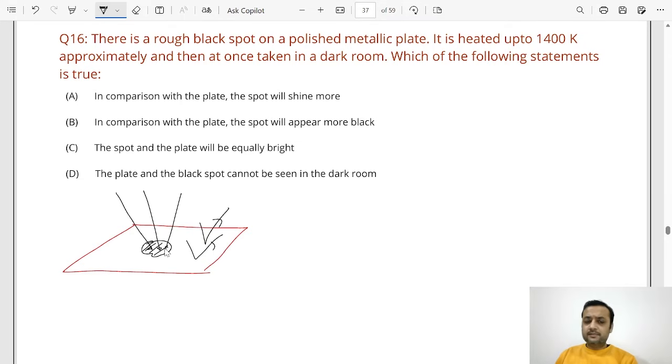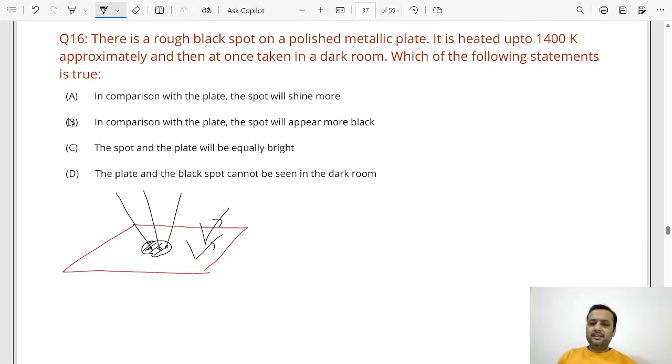Hence, it will absorb most of the energy, and once it is taken into the dark room, this black body will become a much better emitter, because a great absorber is also a great emitter. The polished body will be a very bad emitter, because it was a very bad absorber. So the black surface will shine much more in comparison to the polished surface. In fact, if you assume the reflectivity of the polished surface to be 1, it will approximately not even shine.